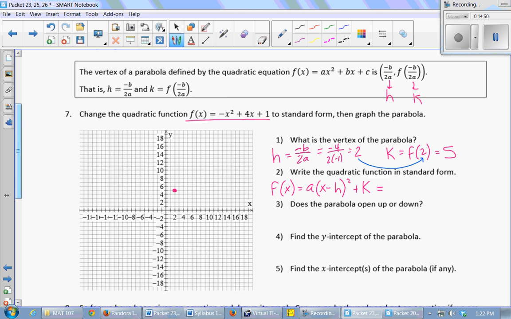So what is a in this case? Negative 1, because the a in this form and the a in this form are the same. So I have a negative 1. And then my h is 2, so I have minus 2 squared plus k, which is 5. So there's my standard form. Does this parabola open up or down? Down, because the a is negative.